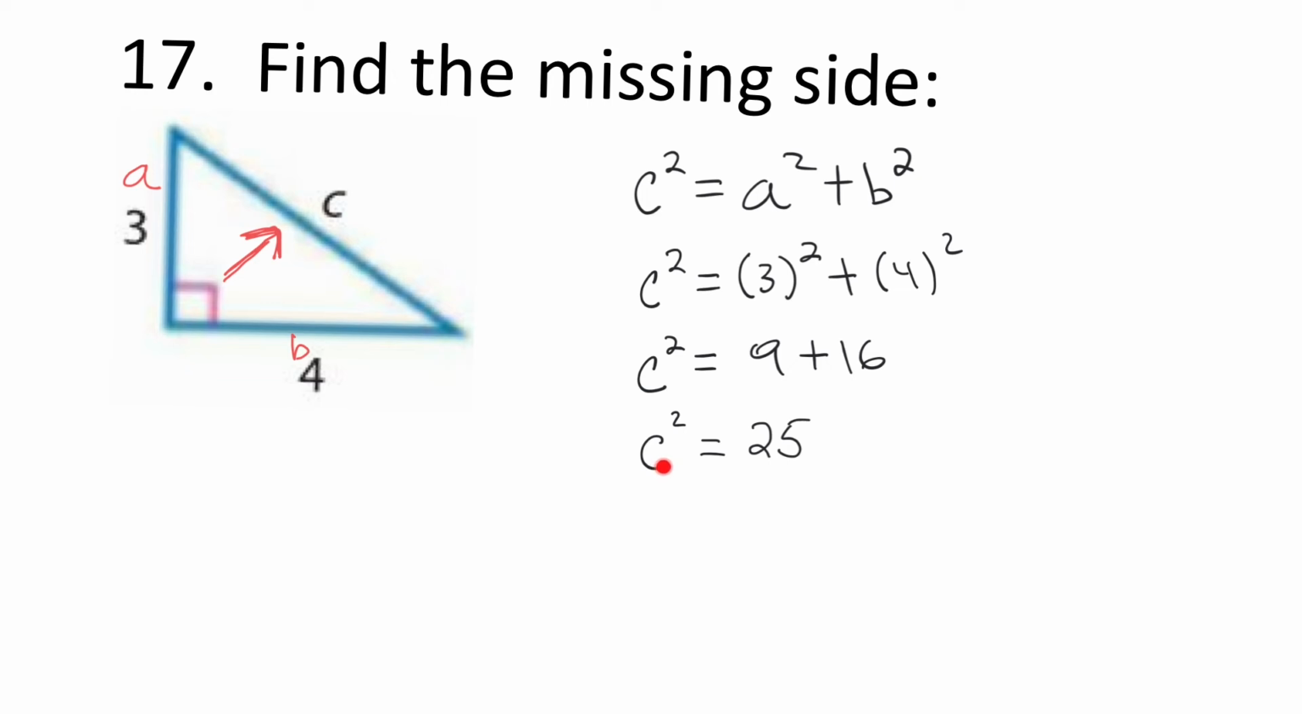And to get the C by itself, we need to cancel the square. To cancel the square, we use the square root. And what do you do to one side? You do it to the other side. So you cancel the square and the square root right there. You bring down the C, and the square root of 25, well, that is a perfect square number. The square root of 25 is 5. Now for geometry, since we're looking for the length or measurement of a side of a triangle, we want the positive root. So you always have a positive answer for the length. So C equals 5 is the missing side.